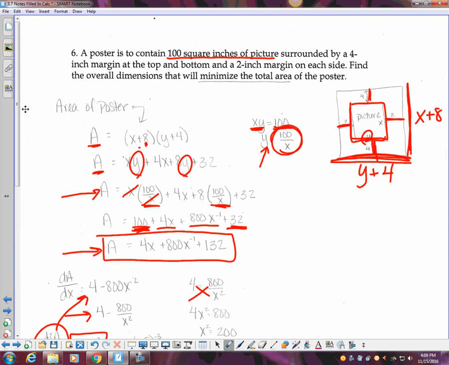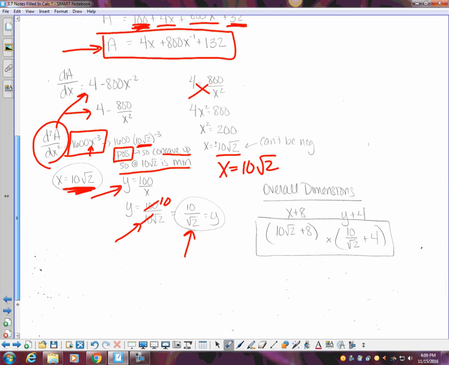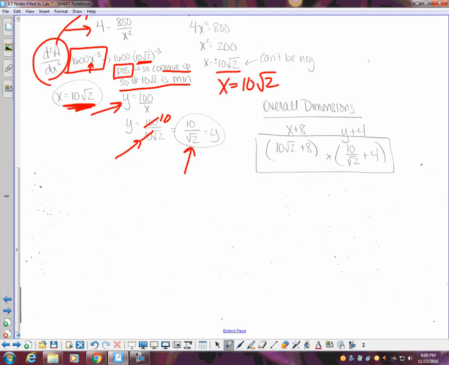Okay, now let's go back and read the question. Find the overall dimensions that will minimize the total area of the poster. The overall, not the dimensions of the picture, the dimensions of the poster. Well, the poster is x plus 8 and y plus 4. So here's my x plus 8 and here's my y plus 4. My x is 10 root 2, so I'm 10 root 2 plus 8. There's my y, and I got to add 4 to it. So my dimensions are 10 root 2 plus 8 by 10 over root 2 plus 4.